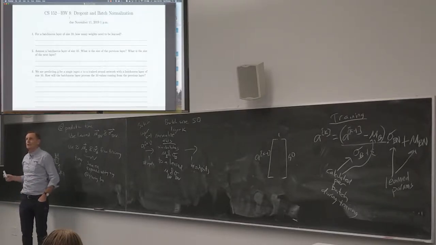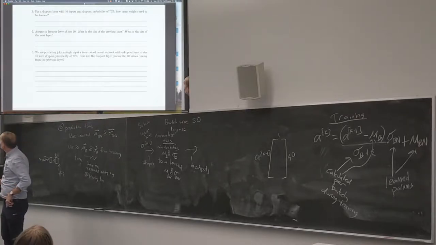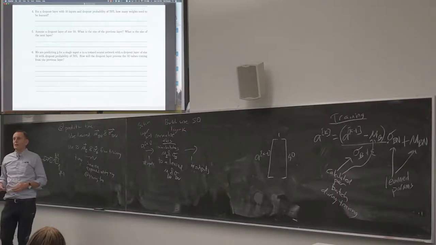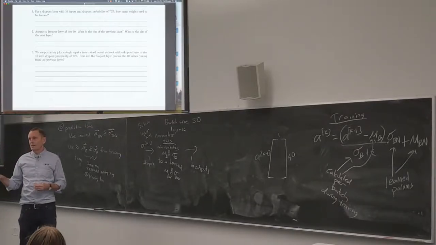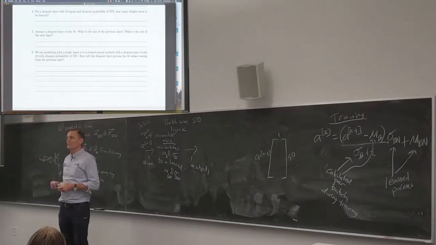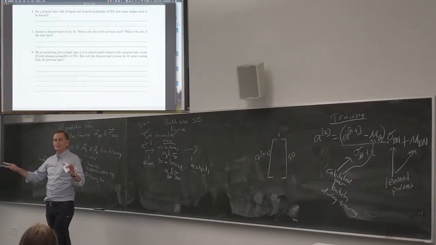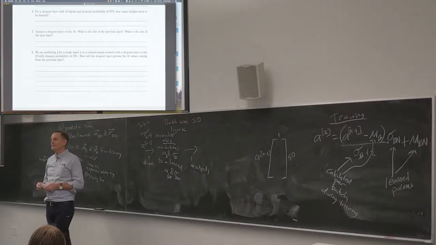All right, let's ask the same questions except with dropout. For a dropout layer with 10 inputs and dropout probability of 70%, how many weights need to be learned? So 70% of you got this right in expectation of the ones I graded so far. So all of you say your answer. Ready? One, two, three. Zero. There are zero weights to be learned because the dropout layer doesn't have any weights. It doesn't learn anything. It just drops. That's what it does.